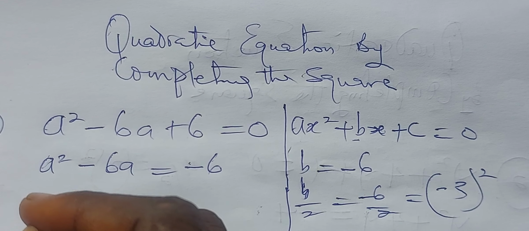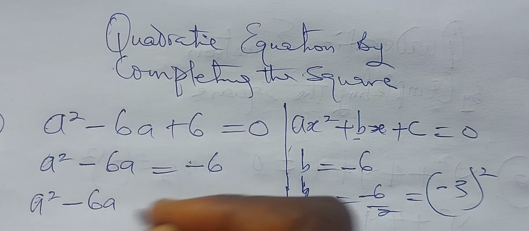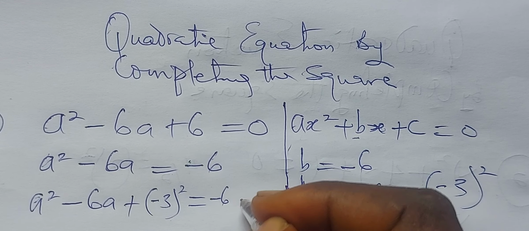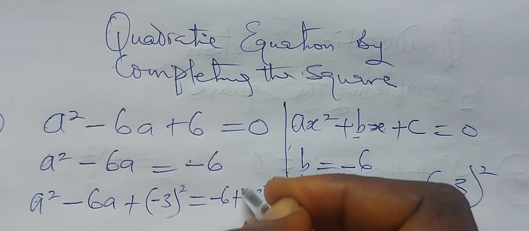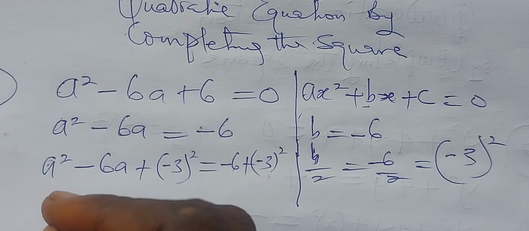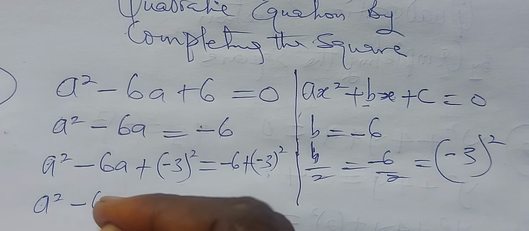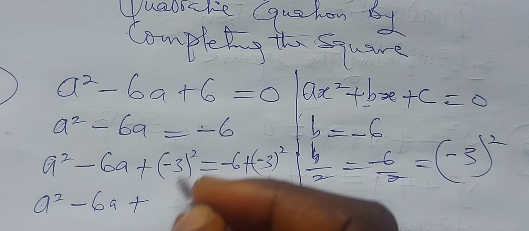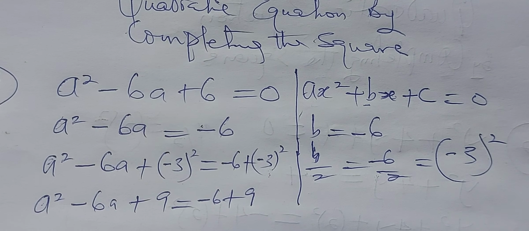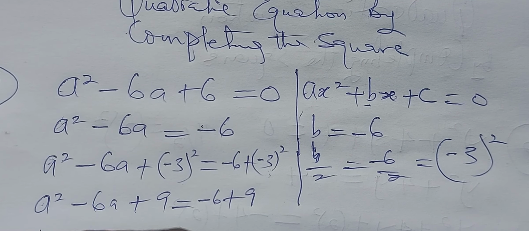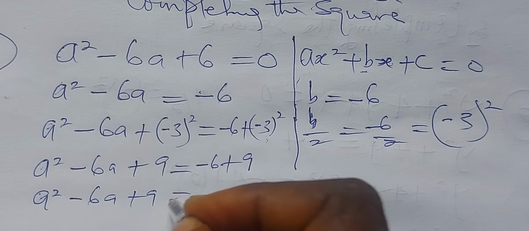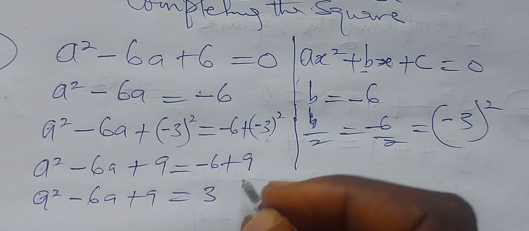So we now have a squared minus 6a plus minus 3 squared, equals minus 6 plus minus 3 all squared. Okay, so this is the expression. Let's simplify it further. We have a squared minus 6a plus 9 is equal to minus 6 plus 9. Okay, so this will give us a squared minus 6a plus 9 is equal to 3.